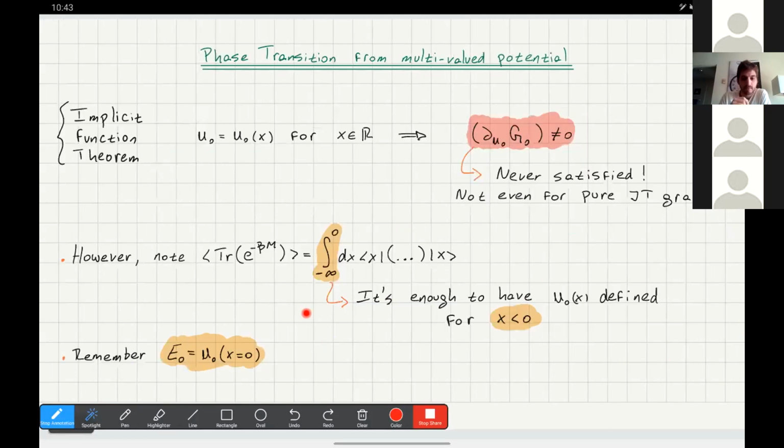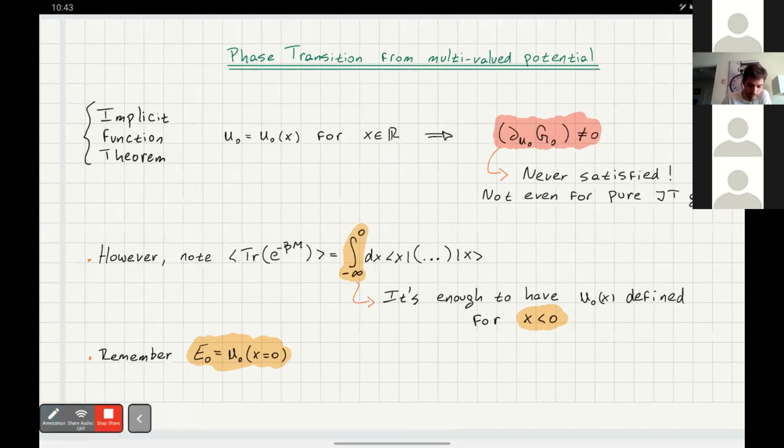In order to do that, remember, as this is an algebraic constraint, what we can go back to is the implicit function theorem, okay, very basic stuff. And that tells you that this function, u0 as a function of x, will be defined over the whole real line if and only if the derivative of this g0 that determines the leading string equation does not vanish.